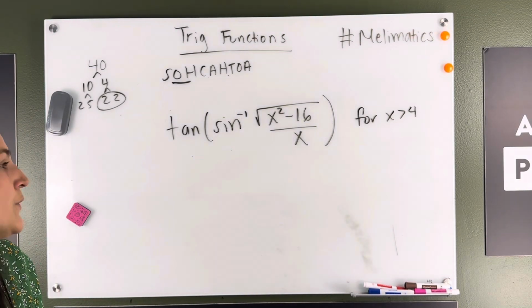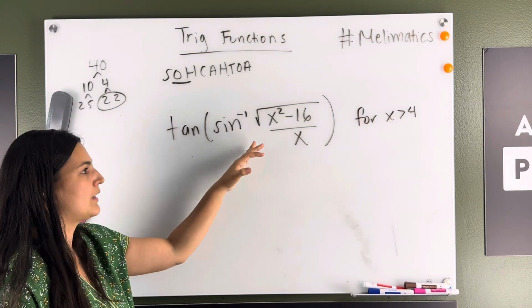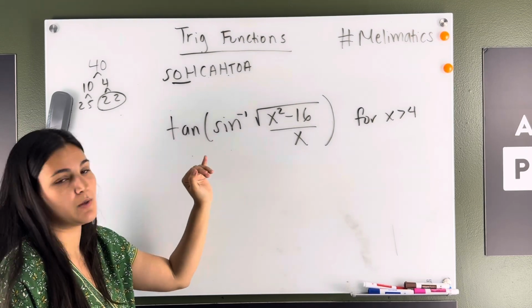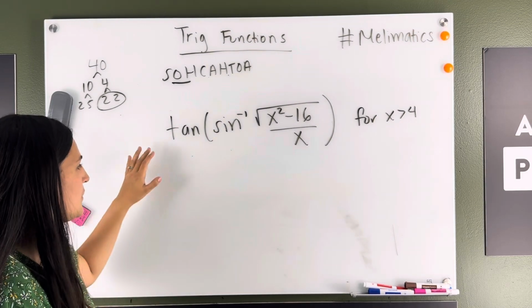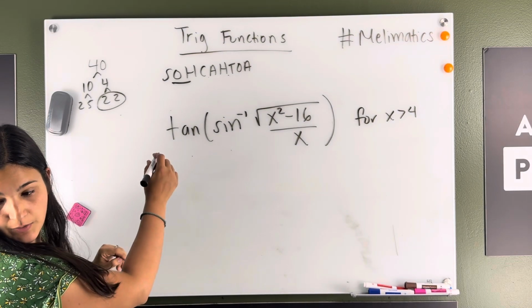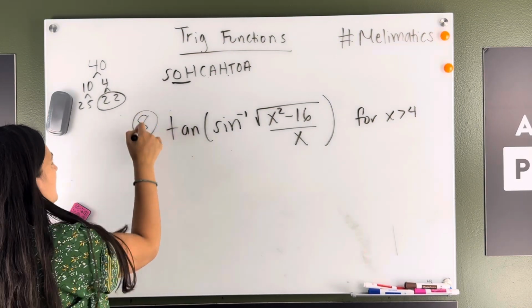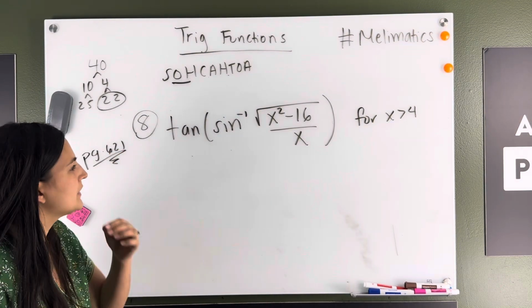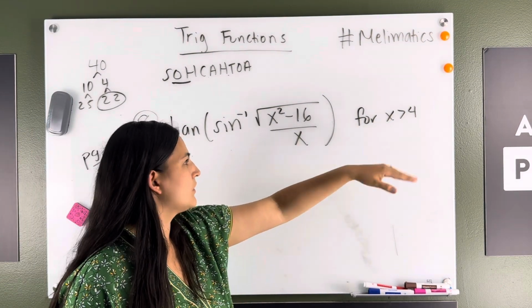Okay, so now we have to think about this. So we don't know what the square root of x squared minus 16 over x is, but they're telling us that it's for some x greater than 4. Alright, it's a new problem. This is number 8 in your textbook, page 621, in case you want to go back and look at the textbook and the homework.